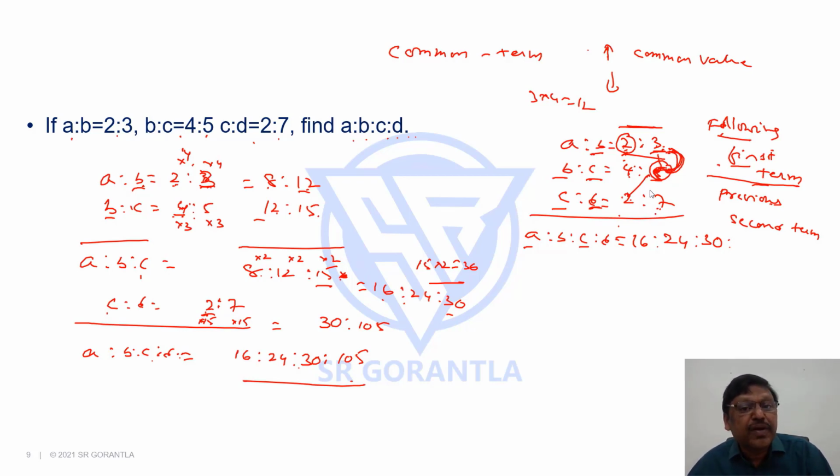Previous ratios, what terms do you have to multiply? Second terms. 7 into 5, 35, 35 into 3, 105. So, following ratio's first terms, previous ratio's second terms. 2 into 4 into 2, 16. 3 into 4 into 2, 24.